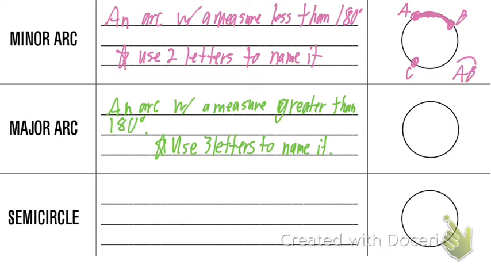Why not? Differentiation. How do you just name an arc then? Minor. Or do you name it arc AB? Someone's out there naming it. But that's a minor arc.